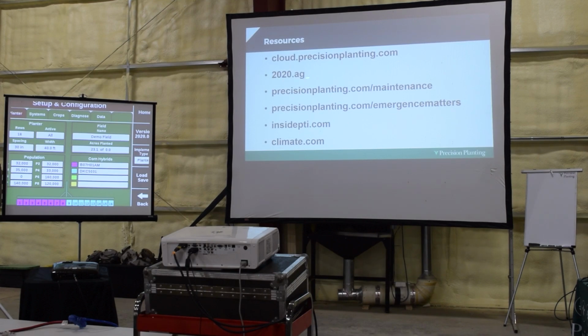2020.ag, that is just for those of you with Gen 3s. It talks through all the software bits about it. If you're not updated to 2023.0.0, when you go to 2020.ag, that is where you can actually download that software onto a thumb drive and then place it into your Gen 3 and do the software update.